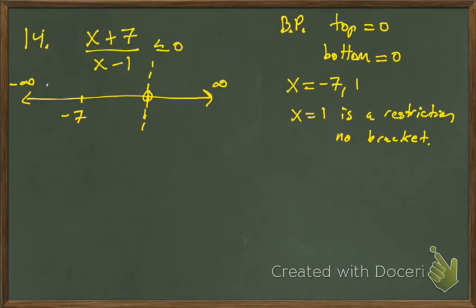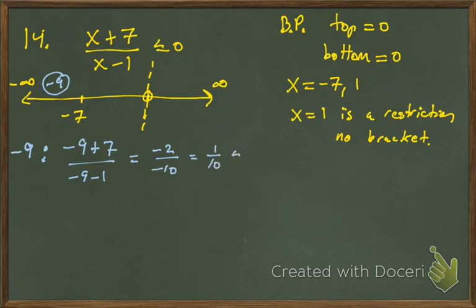And then what we do is we test your favorite number in each interval. So we're going to test -9, and we just plug it into the inequality, and we're looking to see whether it's true or false. So we're going to go ahead and work that out. -2 on the top, -10 on the bottom, reduces to, well, not quite 1/10. It reduces to 1/5, and that's not true. So that's false. So we're going to throw that answer out. So we just cross that out.